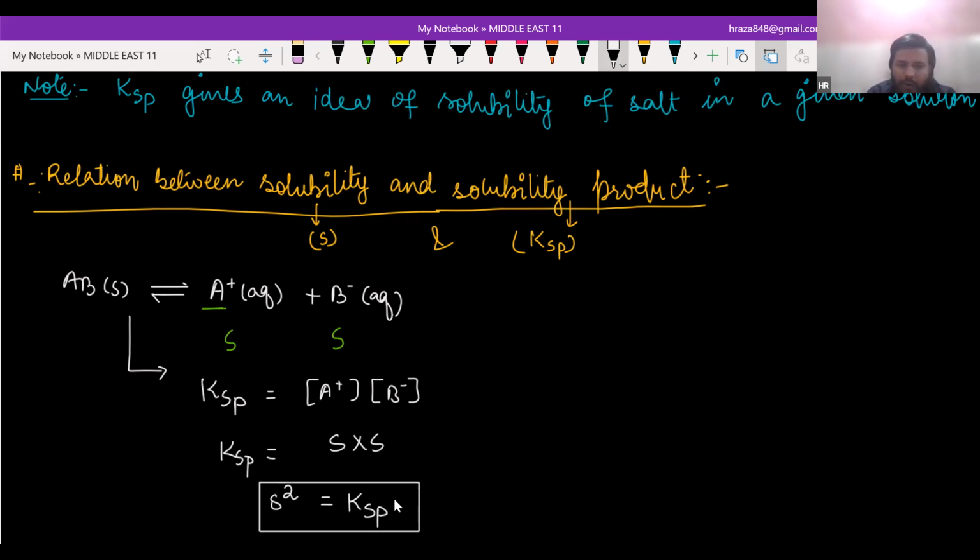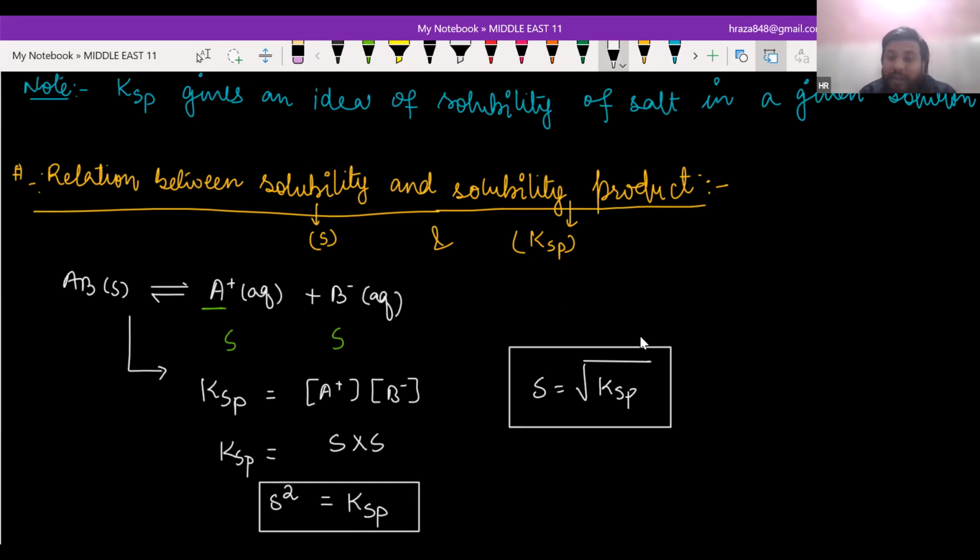And here we can also write S will be equal to Ksp. You will see different reactions will have different relation between Ksp and S. S represents solubility in terms of mole per liter. And this you know is the solubility product constant. Ksp is solubility product constant.